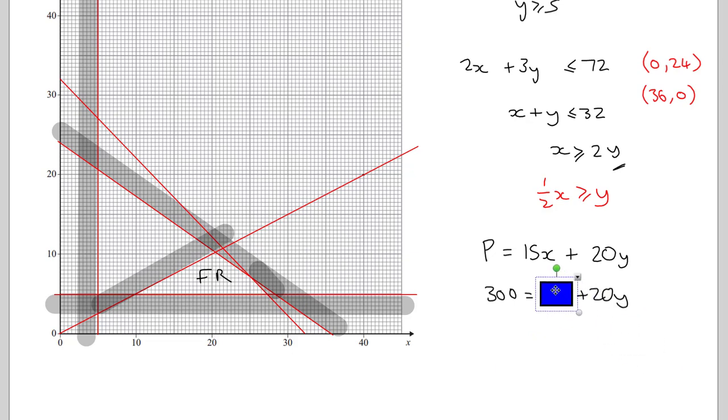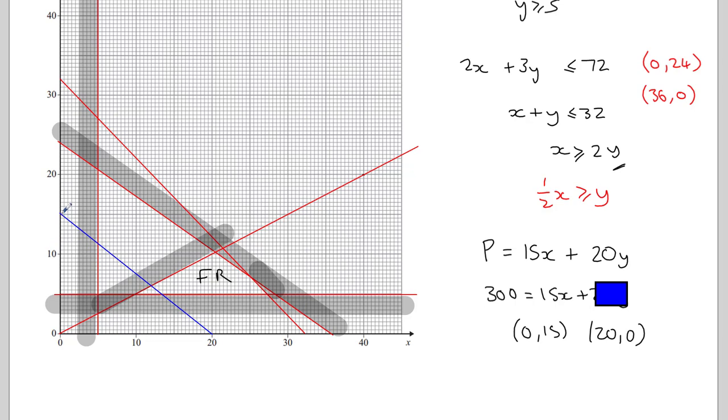This time, when x is 0, that's going to make y equal 15. So we could have 0, 15 on our graph. And when y is 0, x is going to be 20, so 20, 0. And those points would seem to work quite well. 0, 15 is here, 20, 0 is here. That should be okay. So I'm going to draw my objective line in blue so it stands out from the other lines, and it's going to go from 20, 0 to 0, 15.